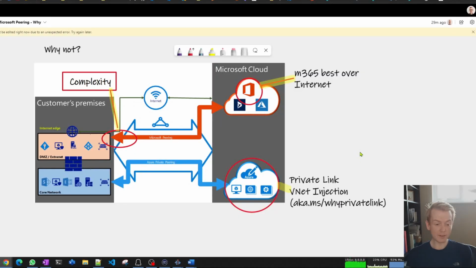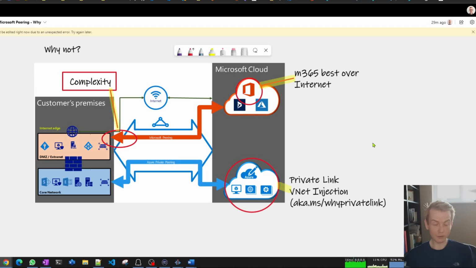And the third one here, and this is the biggest thing that's changed in the past few years, is in the past, customers would use the red line, the Microsoft peering, to get access to the public IPs that are used in front of all the Microsoft PaaS services like Azure Storage, Azure SQL, any of the other hundreds of PaaS services that we have.